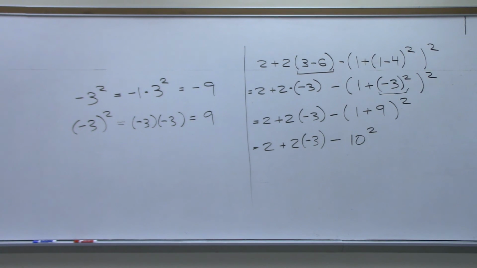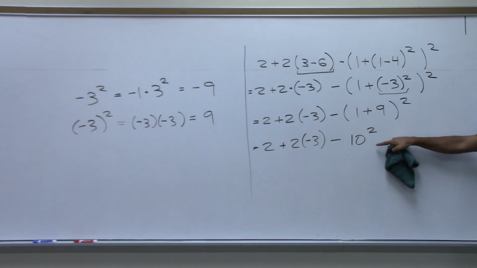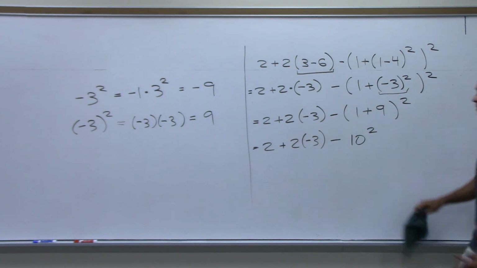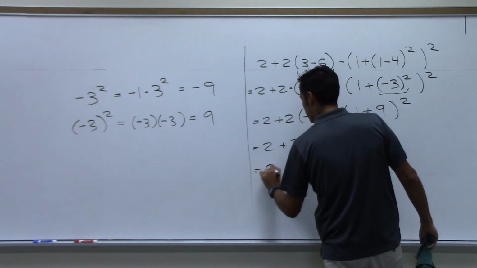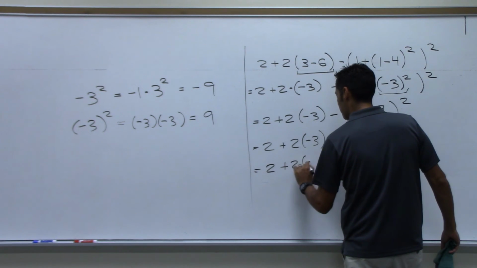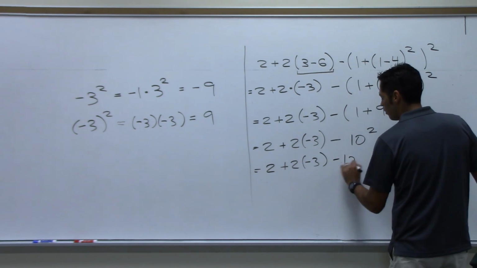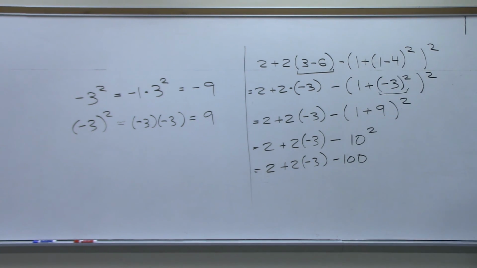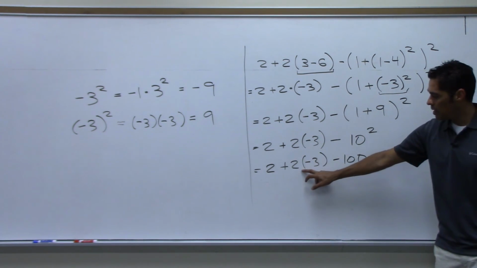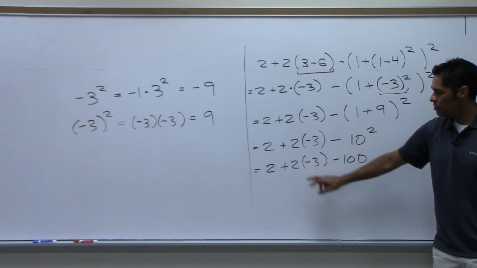Okay, what's next? Got the parentheses? Exponent, so I'm going to square that. 2 plus 2 times negative 3 minus 100. I'm down to multiplication, addition, and subtraction. So this multiplication, what's 2 times negative 3?